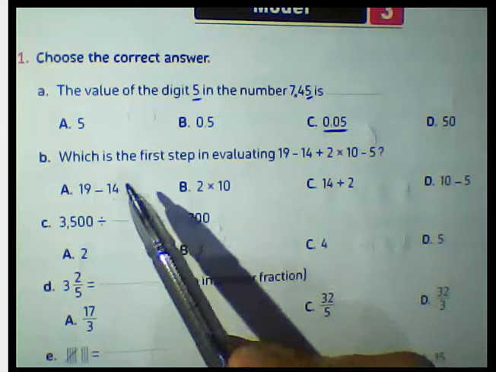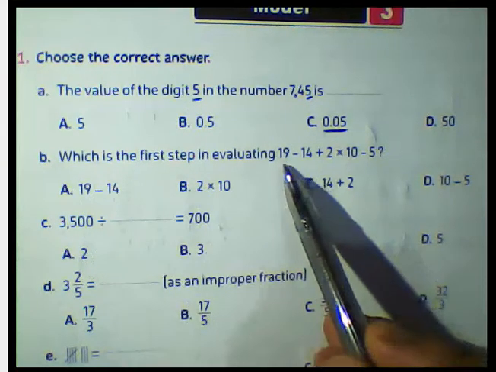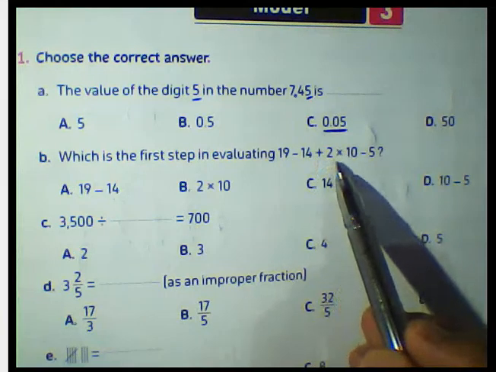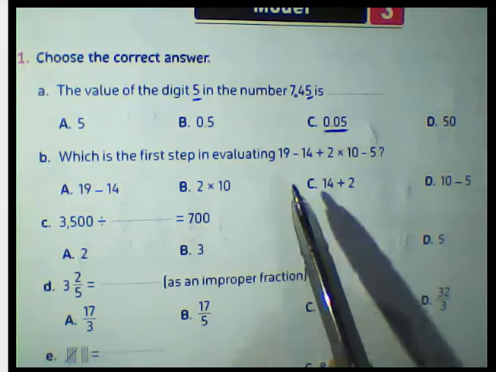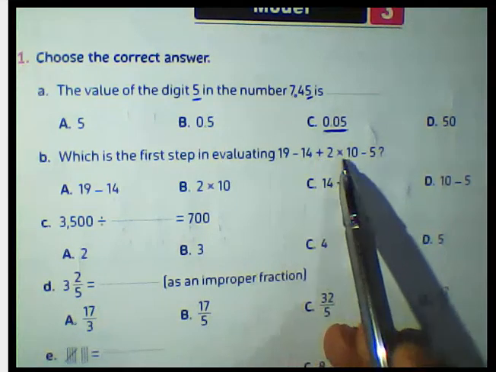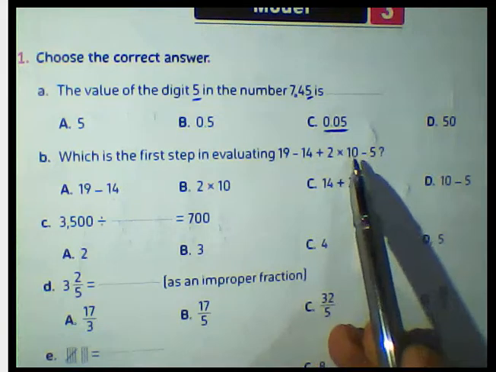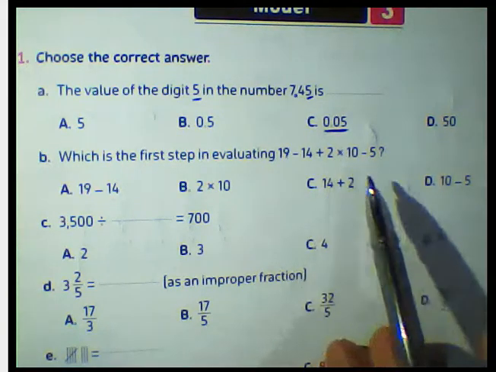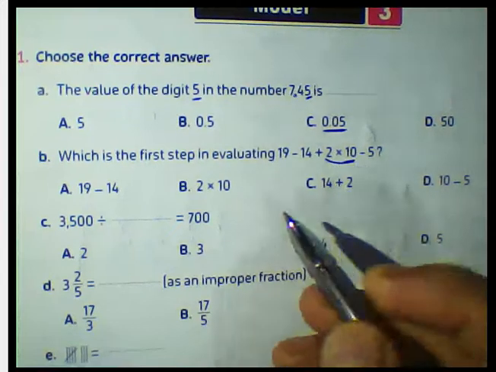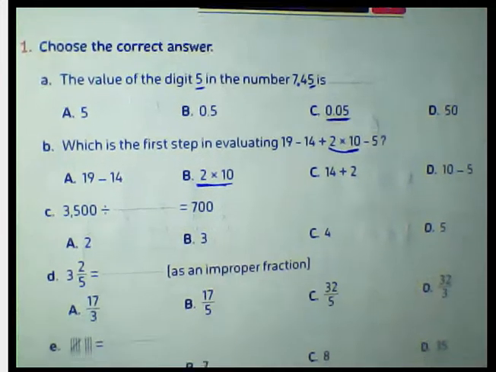Letter B, which is the first step in evaluating 19 subtract 14 plus 2 times 10 subtract 5? What is the first operation we must do here? It's the order of operations. Parentheses first, exponent next, multiplication and division in the same step, addition and subtraction in the same step, first come, first served. We have subtract, plus, multiplication, and subtract. We must do multiplication first. So we must write 2 times 10 as the first step.